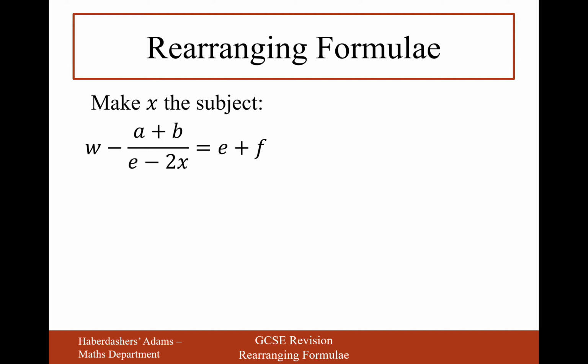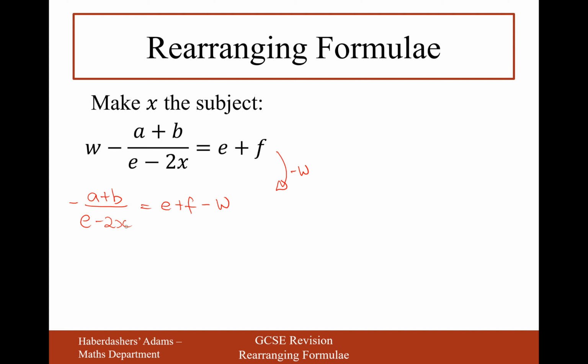Wowzers, this one here is looking difficult. So the first thing I think I'll do is subtract the w onto the other side. So it's going to be minus (a plus b) over (e minus 2x) equals e plus f minus w. So from this line to this line I've taken away w.